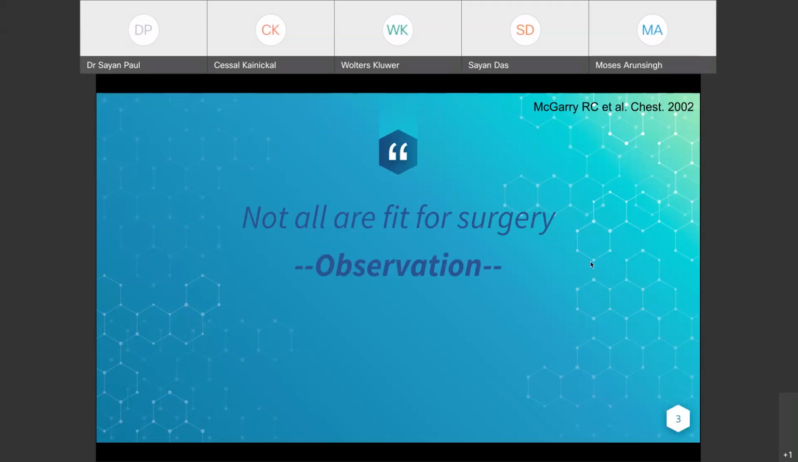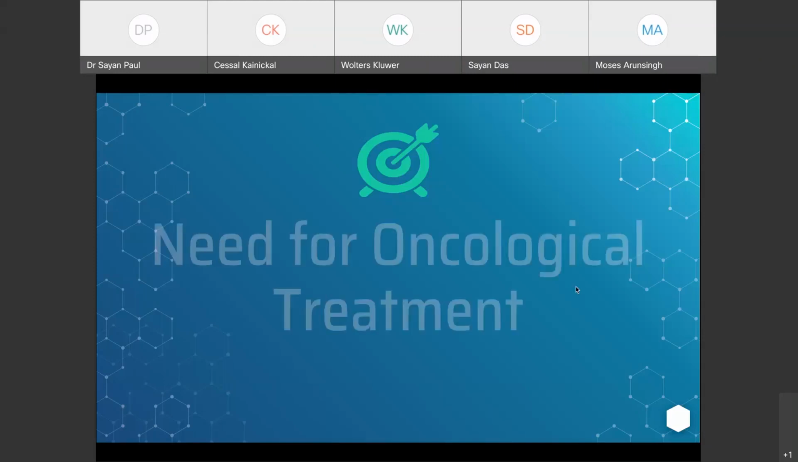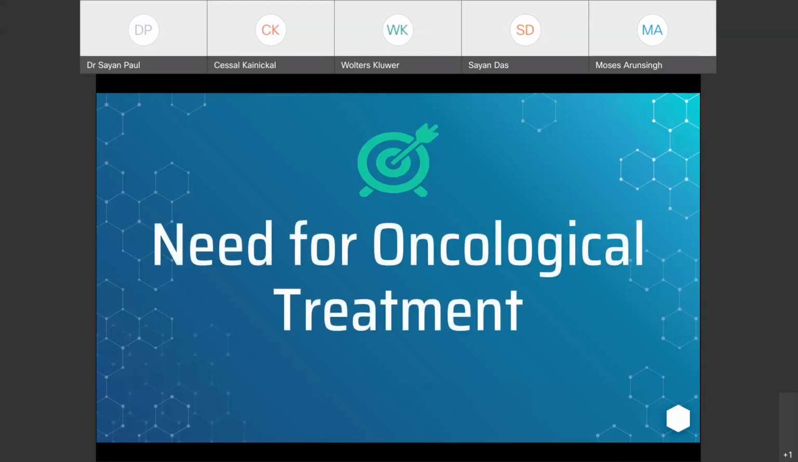Historically, most of these patients were kept on observation, thinking that this is just stage 1 cancer. Why do we need to treat them? Their life may be cut short by competing causes rather than cancer itself. But this publication from one case series showed that more than 50% of these patients who are kept under observation eventually do die of lung cancer rather than of other causes. That drove the point home that these patients as well do need some form of oncological treatment.